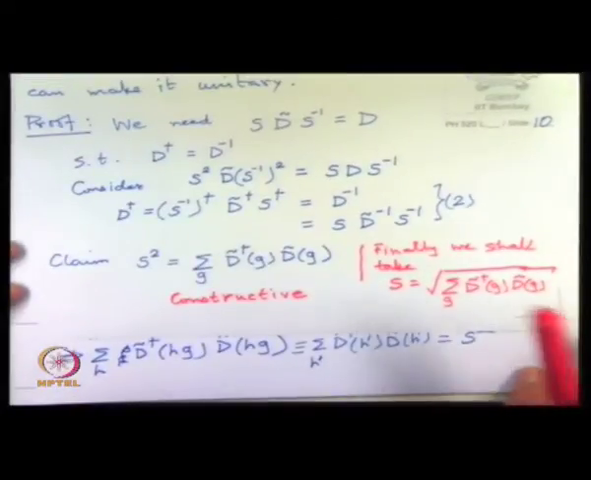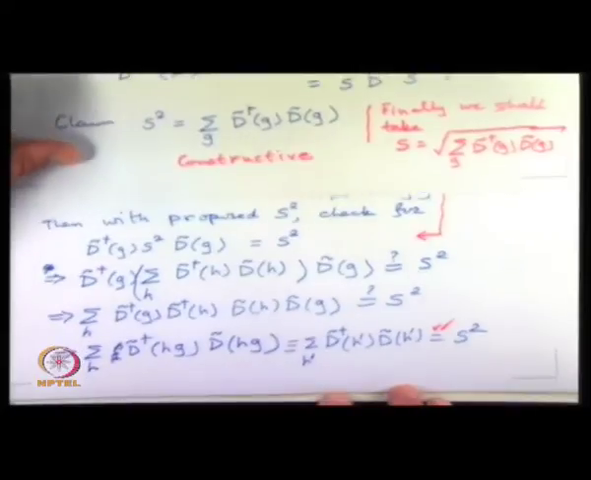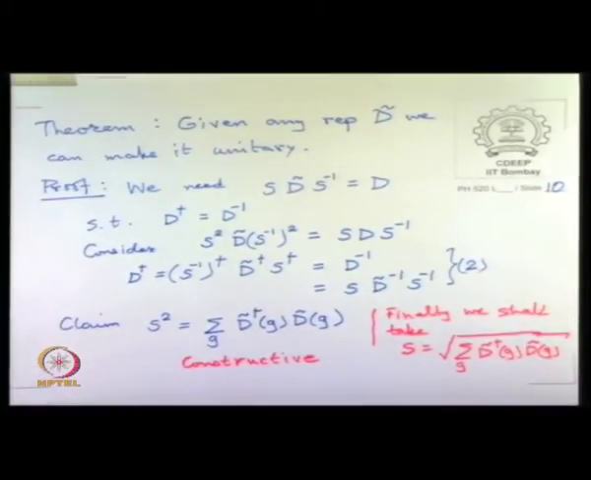So you can take the square root, and that is what will work as the matrix that will render any representation unitary. This is one of the first theorems, and the kind of trick we have used is going to be repeated for other things that we will prove.